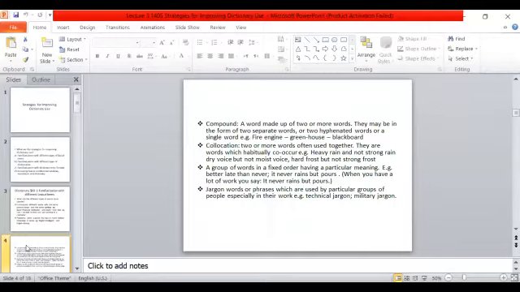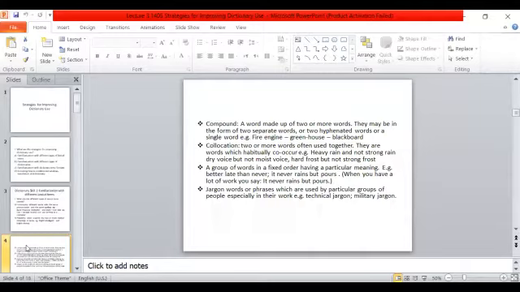Collocations. Collocations are two or more words which habitually co-occur with each other. They usually come together. More often than not, they appear together. For example, we say heavy rain, but we do not say strong rain. We have dry voice, but not moist voice. We say hard frost, but not strong frost. These are collocations. A group of words in a fixed order having a particular meaning.